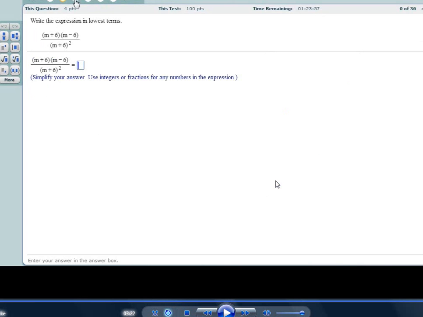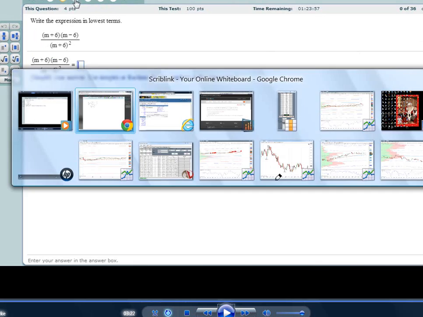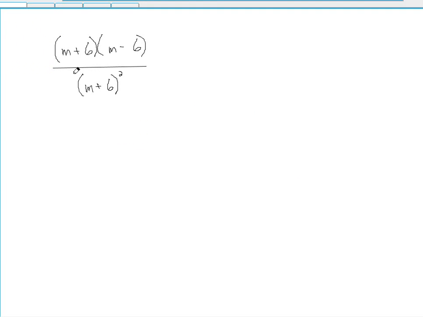Okay, here's number 32. Write the expression in lowest terms. Remember what that means. You're simplifying a fraction. Do not multiply these two binomials across the top, and do not multiply these binomials down here. The work's already done for you. They just want you to cancel common factors. The main thing that this problem wants you to make sure you realize is that you have two factors of m plus 6 down the bottom.